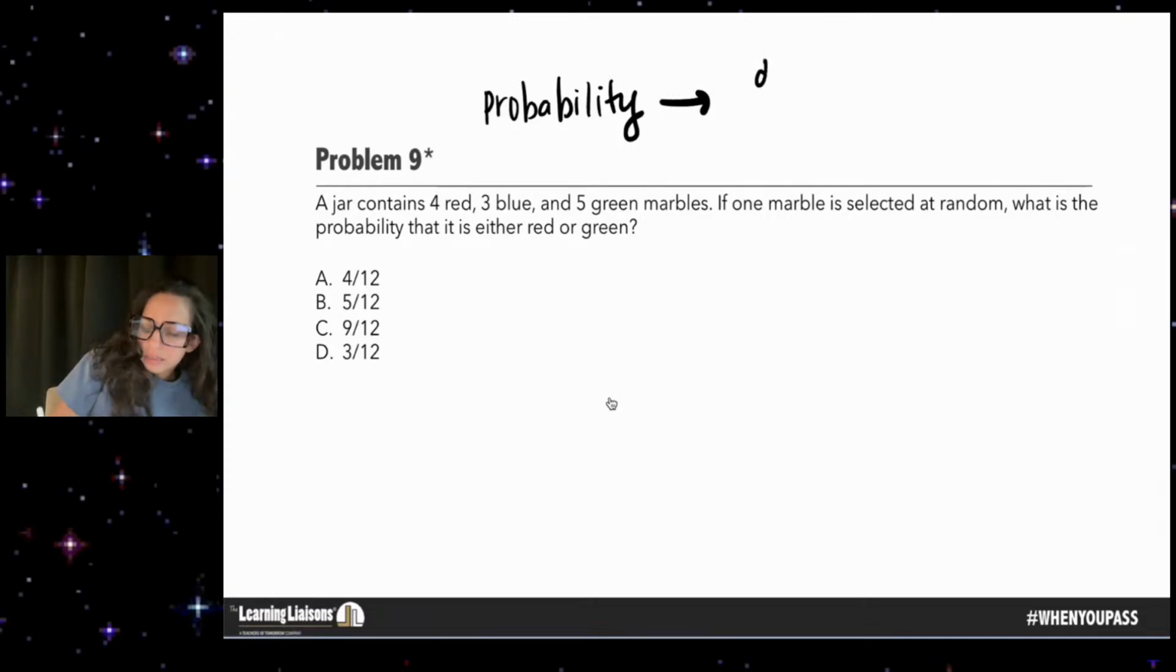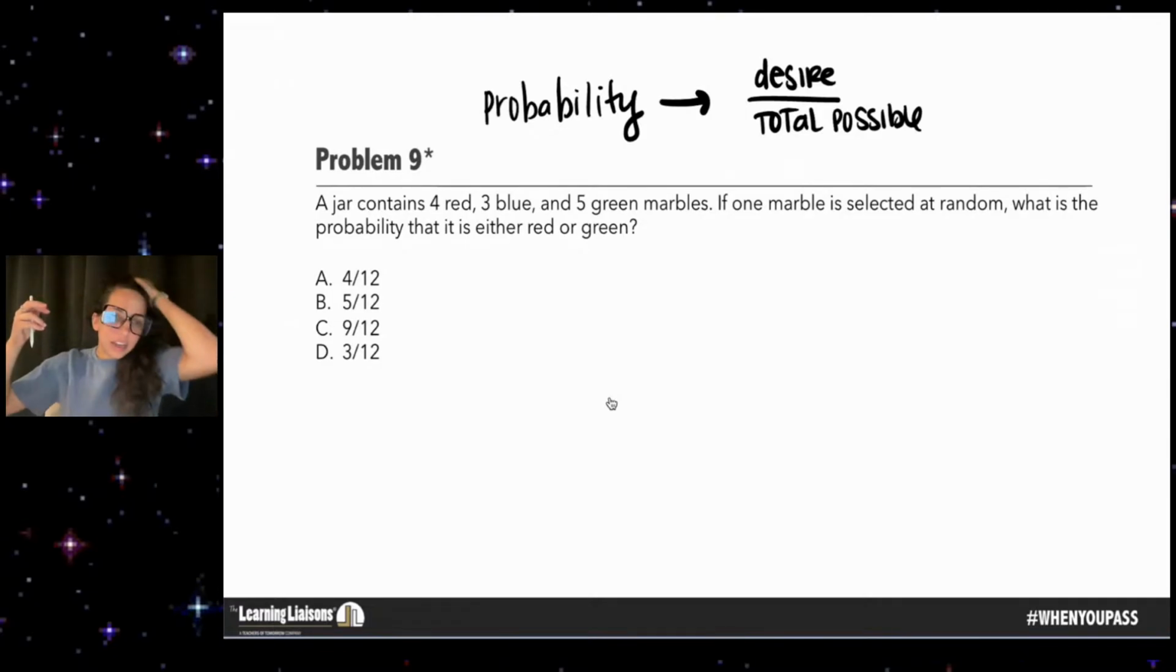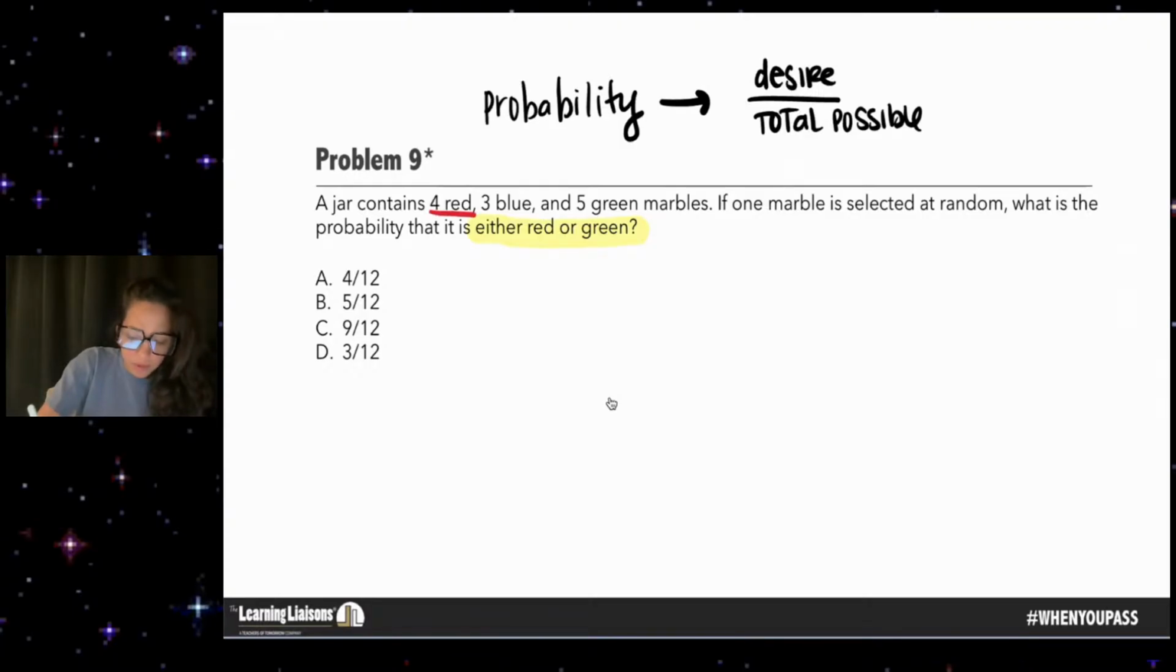So what I want you to think about is that probability is desire over total possible. So in this situation, what is my desire? My desire is to either have a red or a green marble.